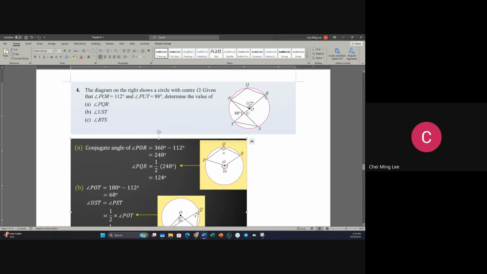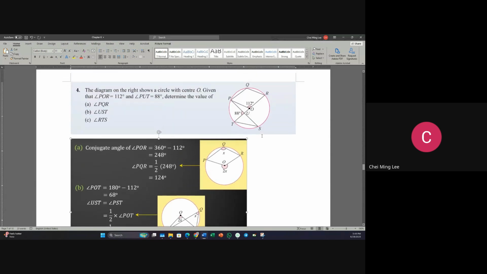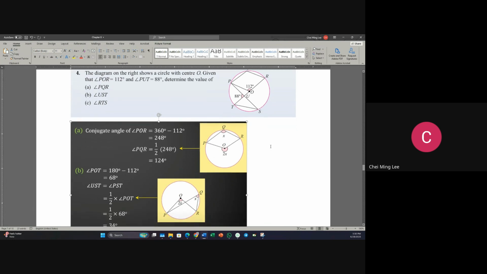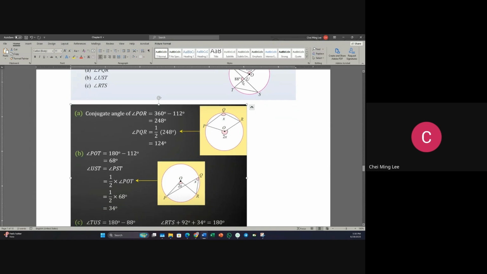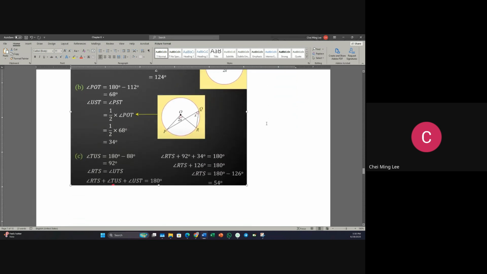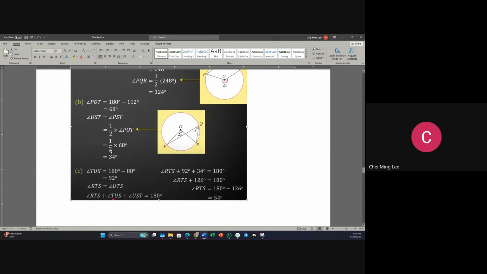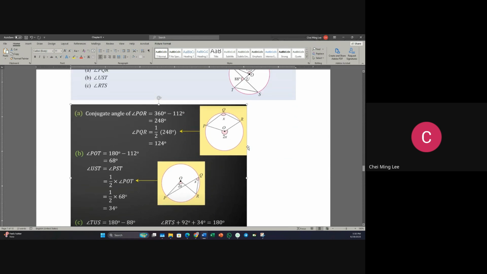Then for RST, you see this one, we don't have the line. Oh, sorry, RTS is actually this one. So first we need to get this one and this one. So this one we already have, correct? So we first get the TUS. TUS is 180 minus 88, correct? So you get 180 minus 88, 92.